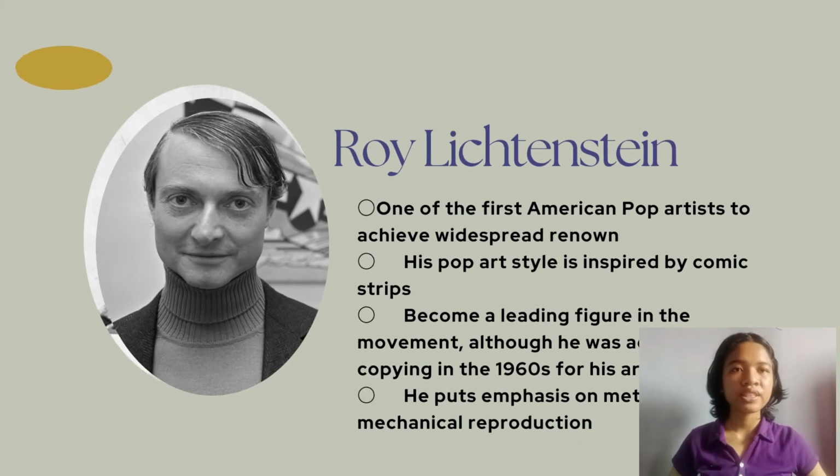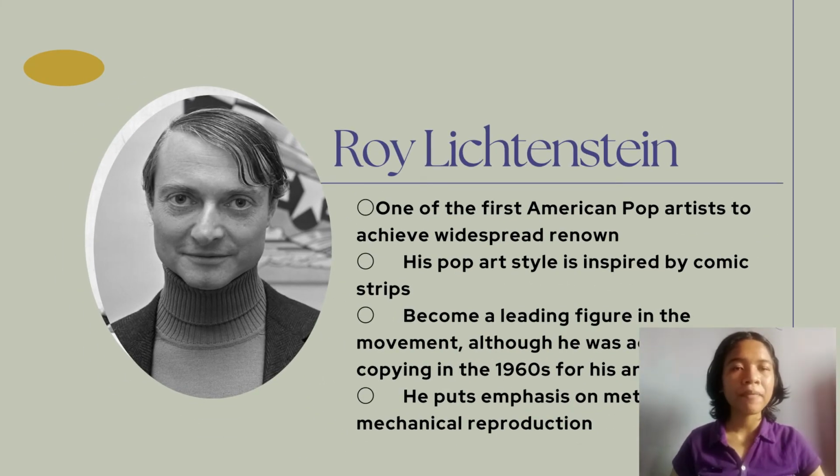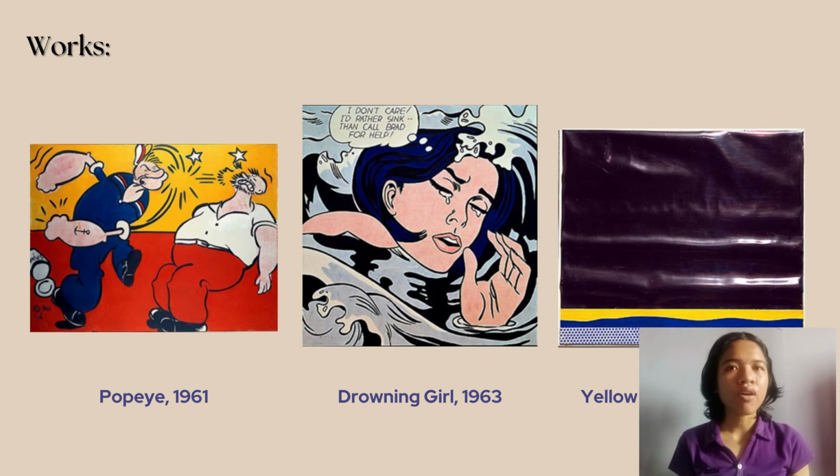Another artist is Roy Lichtenstein. He is one of the first American pop artists to achieve widespread renown. Although he was accused of copying due to his pop art style in the 1960s, he became a leading figure in the movement. His pop art style is inspired by comic strips, and he puts more emphasis on methods of mechanical reproduction. His famous works are Popeye in 1961, The Drowning Girl in 1963, and The Yellow Landscape in 1965.